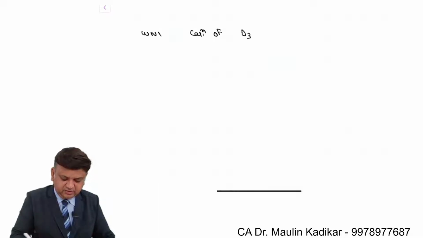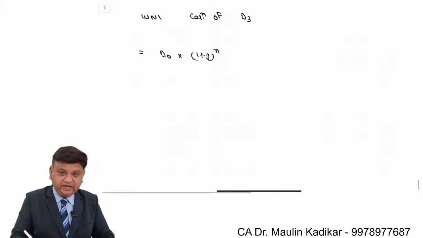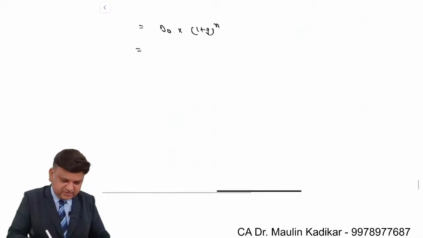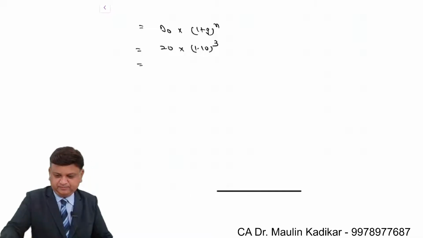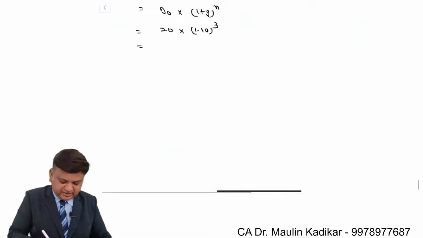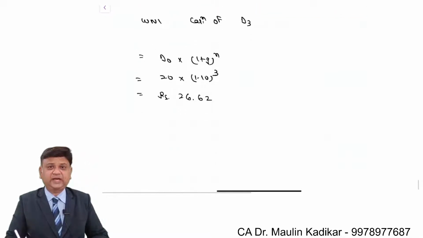Calculation of D3. How is D3 calculated, friends? It is D0 into (1 plus G) raised to N. As far as the just paid dividend is concerned, it is 20 rupees. Growth rate is provided as 10%. And the number of years is 3. So 1.1 cubed is 1.331, into 20. That comes to rupees 26.62. That is the way D3 is calculated.